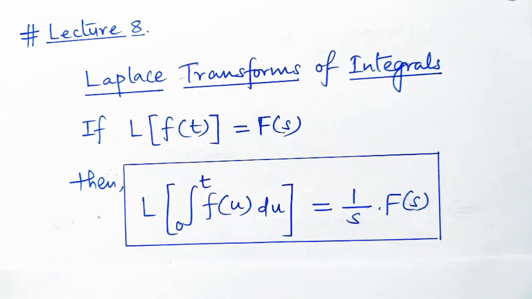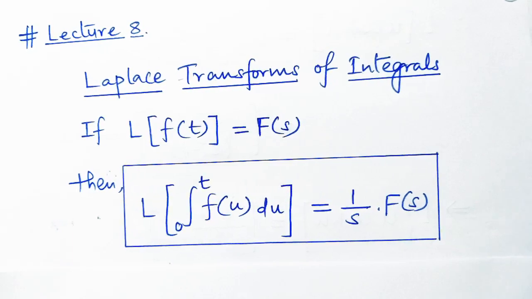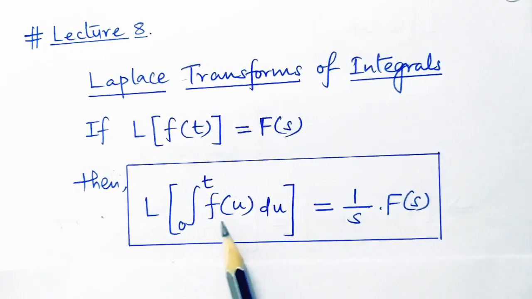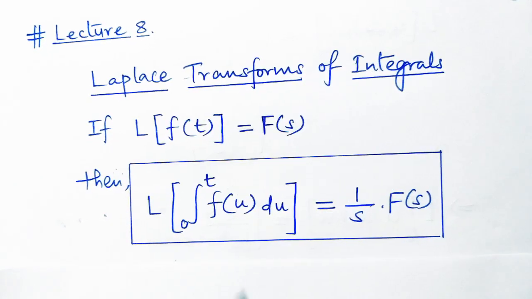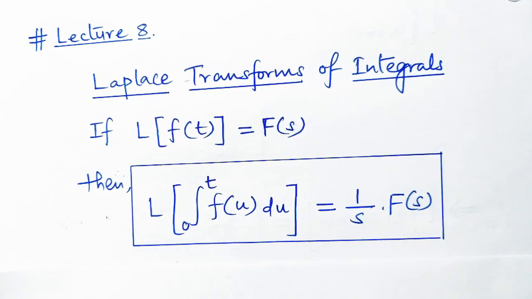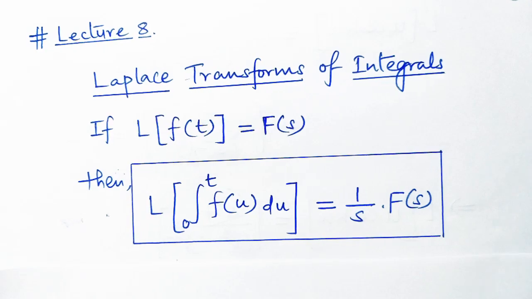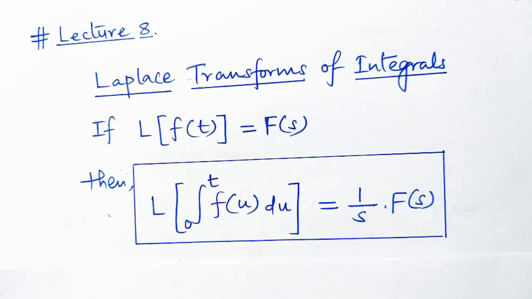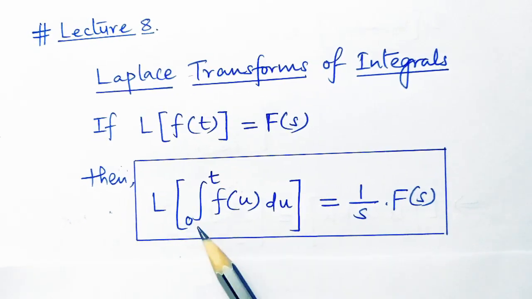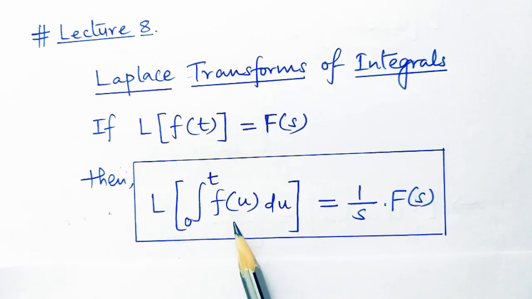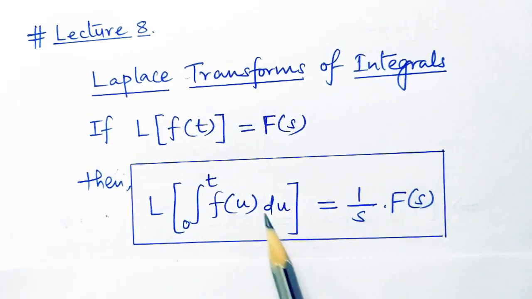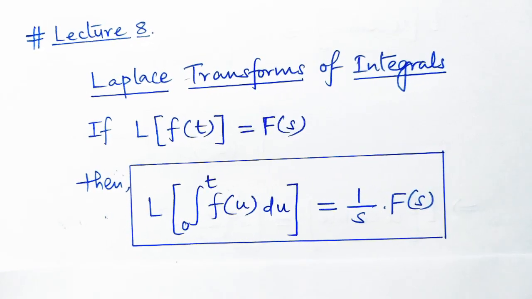So in this particular case of Laplace transform of integrals, the function will not be expressed with the variable t, rather we will be introducing the new variable u. So henceforth, each function will be expressed with the help of the new variable u, and the limit of integration will be between 0 to t. And since the function is expressed with the variable u, it has to be integrated with respect to u.